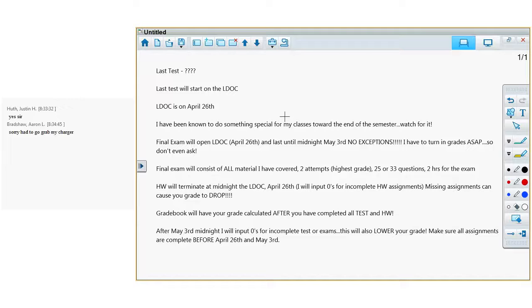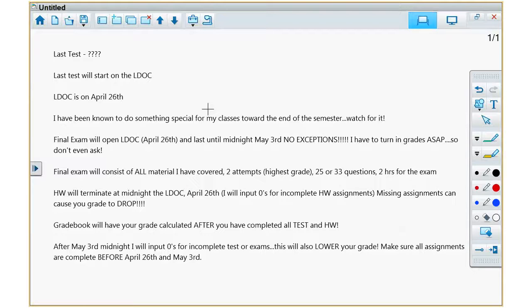All right, last day of class is April 26th. Your class meets on what? Tuesday and Thursday, so that will be your last day. If you look on your calendar, I believe that's on a Tuesday. So you need to put that down. That's the day that the homework will terminate, that your final exam will start, and your last test, whatever I cover up until that day, will start. Now, I'm not throwing out completely that what we're on now won't be the last test. I don't know. It all depends on how far we get. So that's why I still have question marks beside the last test.